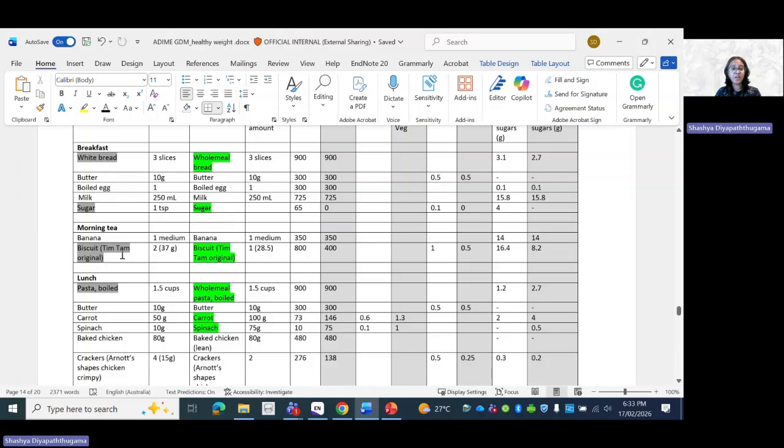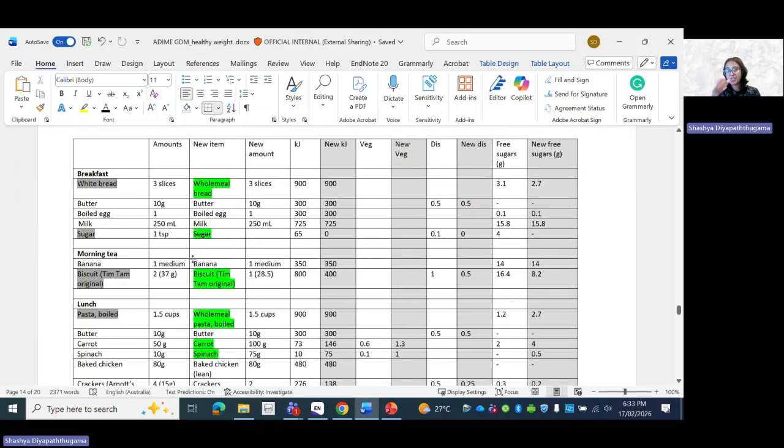Then this biscuit, which is again contributing to discretionary foods and the free sugars, I haven't completely removed for now. I've just made it half because I thought that would be more realistic. But again, as I said, there's no exact one way of doing that. So once you discuss with your client, you might be able to swap this to a healthier option or try to reduce it by half. That depends. So in this case, I just cut it down by half.